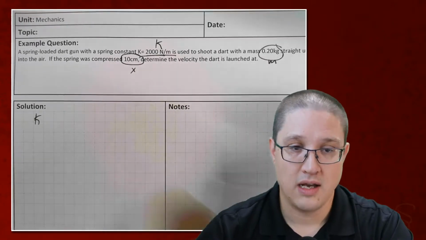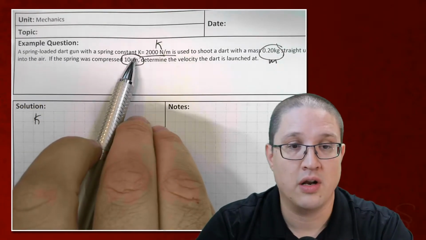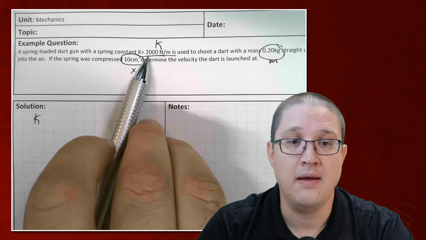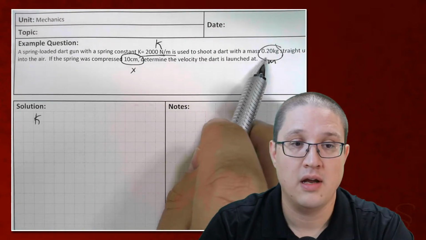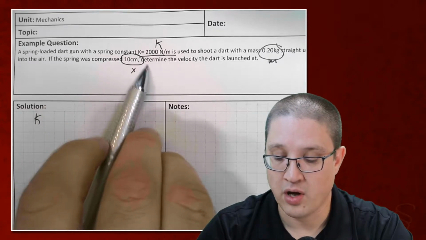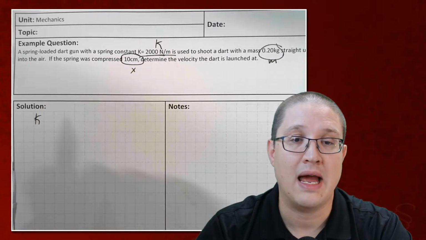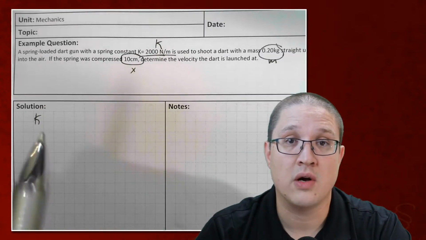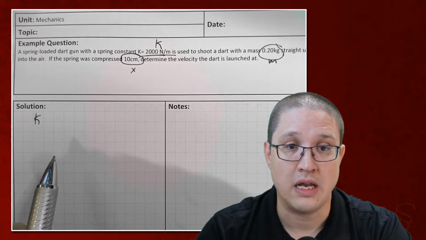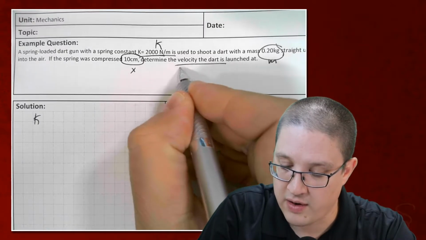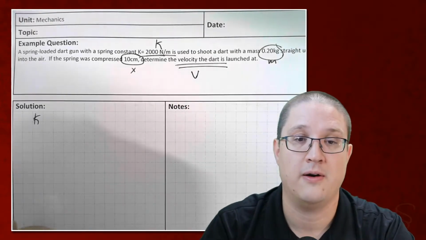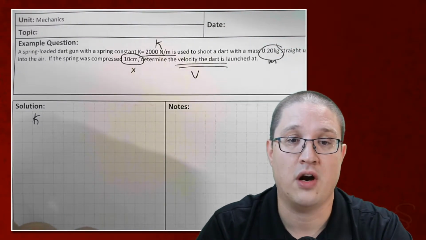So in this case, I've got a spring-loaded dart gun with a constant K that's used to shoot a dart with a mass M straight up into the air. And I've got a compression here, which is going to be X. I could figure this out from Hooke's law, the force that I would need, but I'm not looking for force here. I'm actually looking for a final velocity here. What's the velocity of the dart?